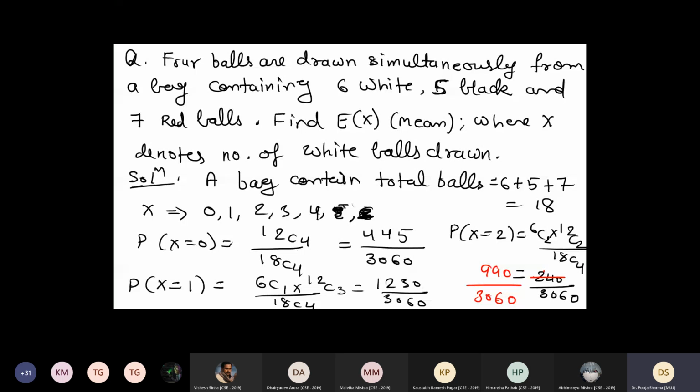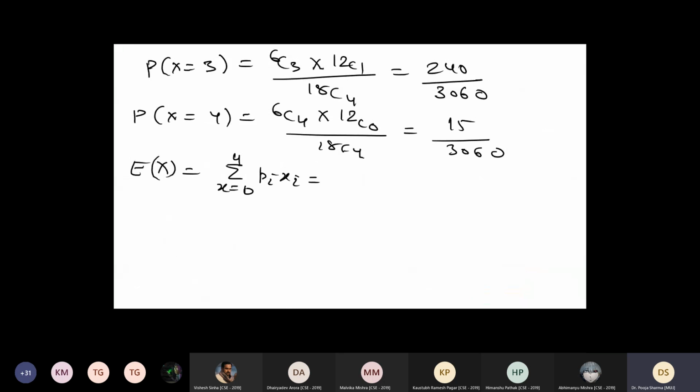Can we find for the next? X equals 3 and 4. Done. Let's go for the next. For P(x=3), this time 3 balls out of 6C3 into 12C1 upon 18C4, 240 upon 3060. For P(x=4), 6C4, this time all balls are white. So 12C0 upon 18C4, so you will be getting approx 15 upon 3060.